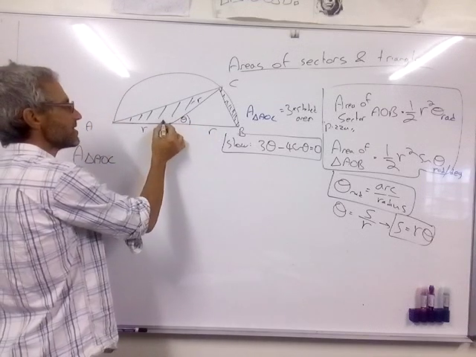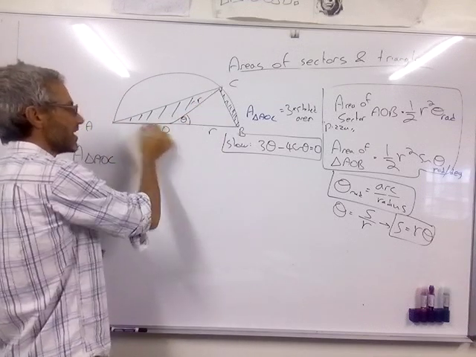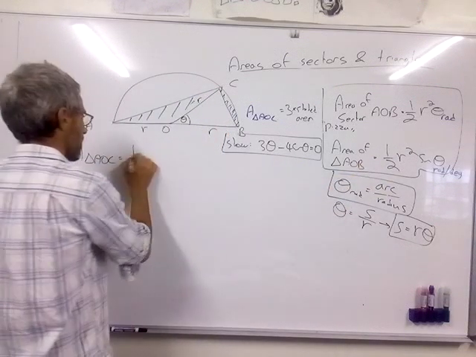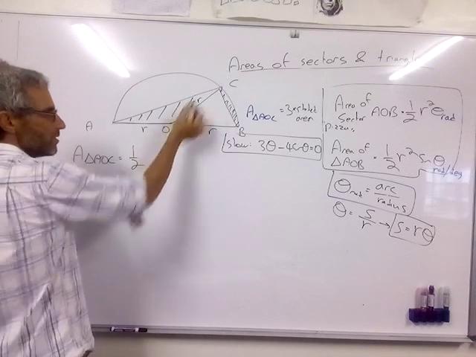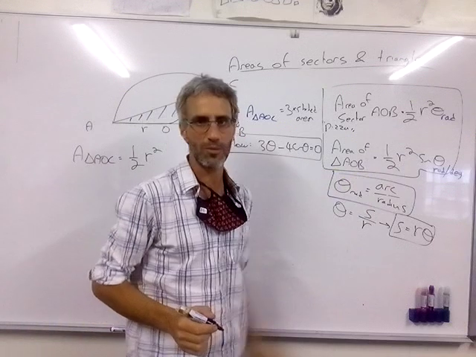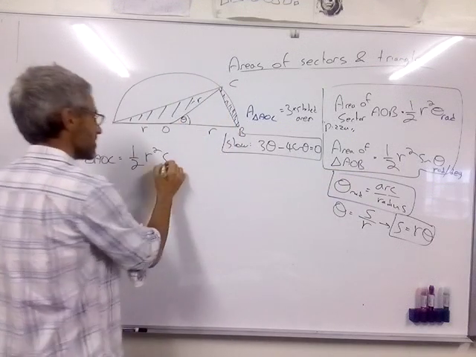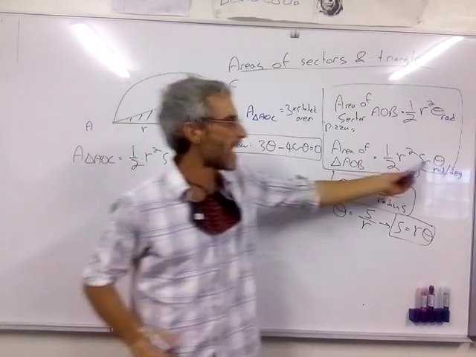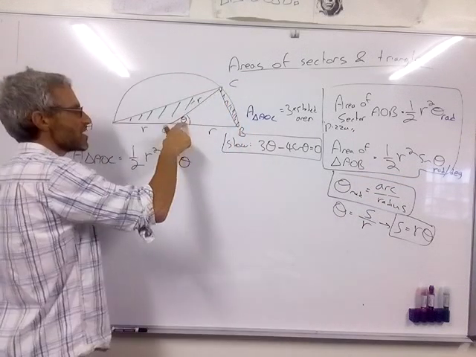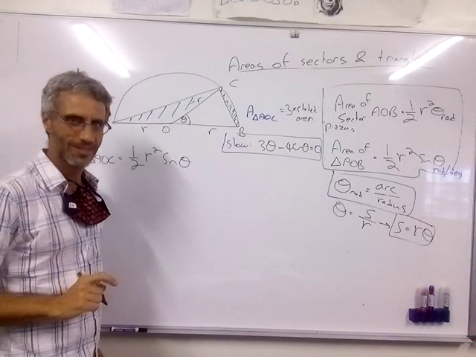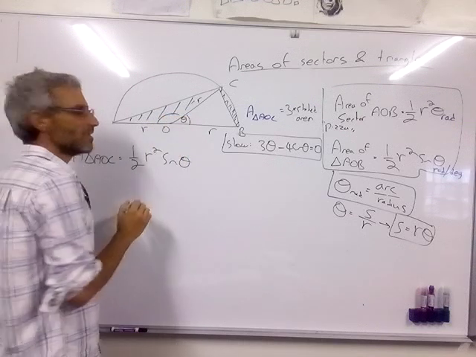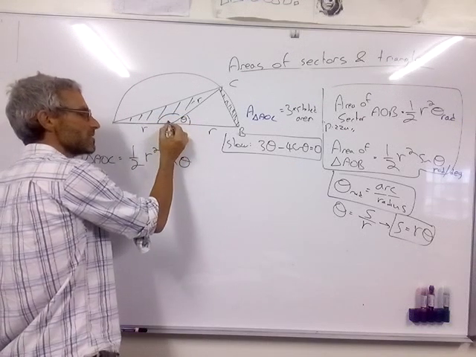Now, what do I need? I've got 2 sides, right? The area of the triangle is half times the sides, which in this case are just 2 radiuses, so half r squared, times sine of the angle in between them. But don't just write sine theta, because the theta here is not the angle in between them. You can't just put in sine theta. You're going to put the angle here. Alright? So if this is theta, what is that?